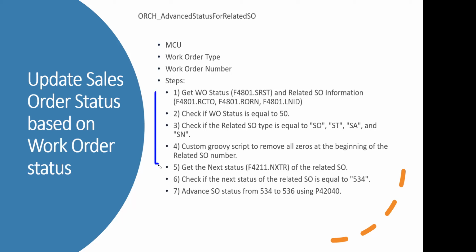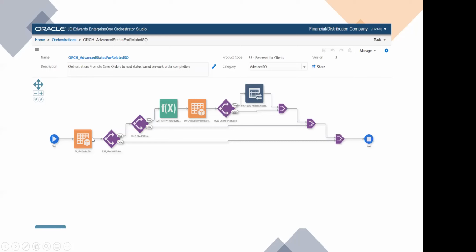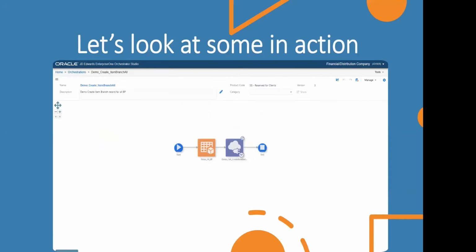If you're familiar with the way JDE handles those numbers, it has zeros padded at the front of it. So this has a little Groovy script to strip that off. It will then get the next status of the related sales order and check if it's still at a 534, which means in this company's activity rules, it's in production. And then if that's the case, the orchestration updates the sales order status from a 534 to a 536 using the speed status update application. Here is what it looks like, and so this is the diagram, and rather than regurgitating it for you, let's jump in and see it in action.